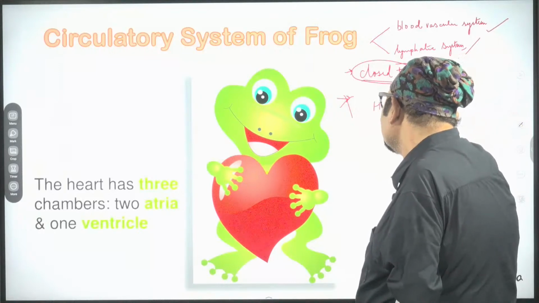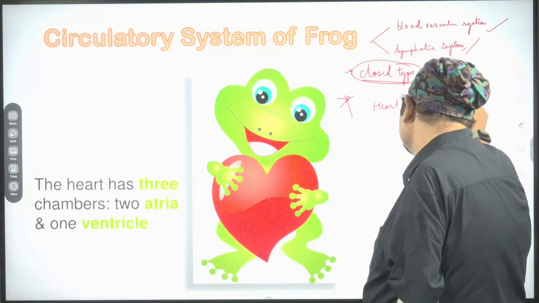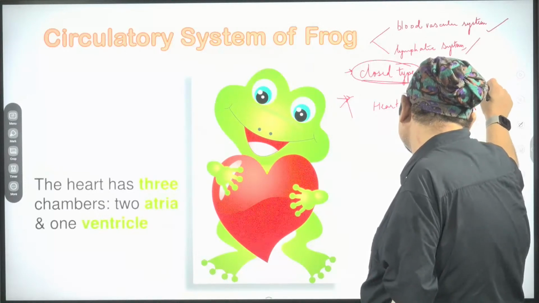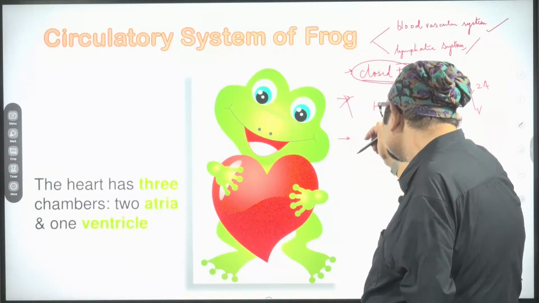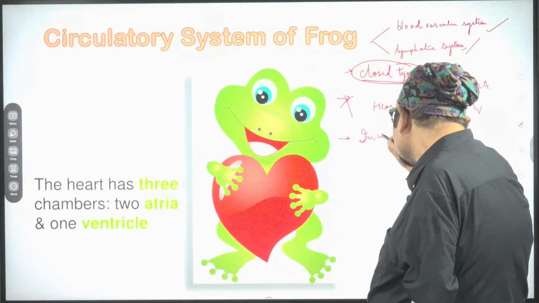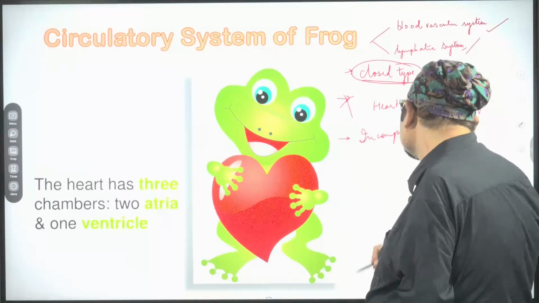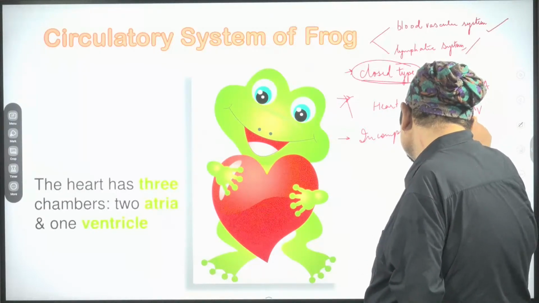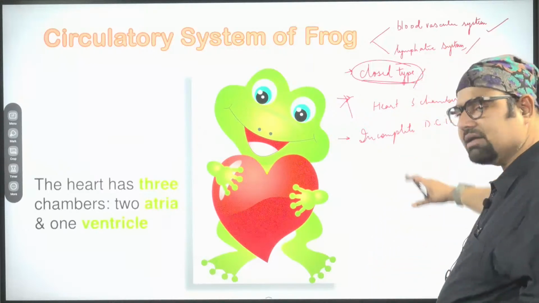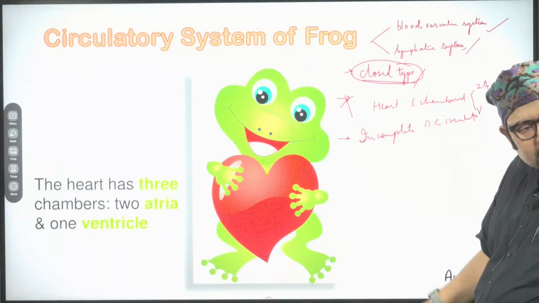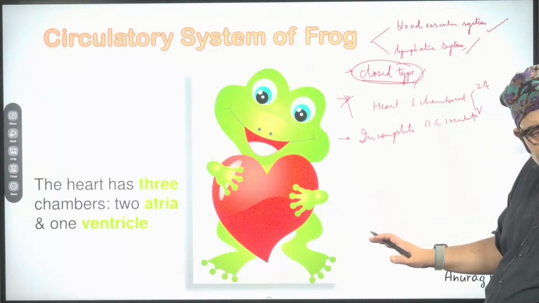Heart is three-chambered, wherein two atria and one ventricle. Then there is an incomplete double circulation. Incomplete double circulation. You know that this is not my actual handwriting. My handwriting is quite decent as compared to this one. But today, it is so painful that handwriting is also affected.